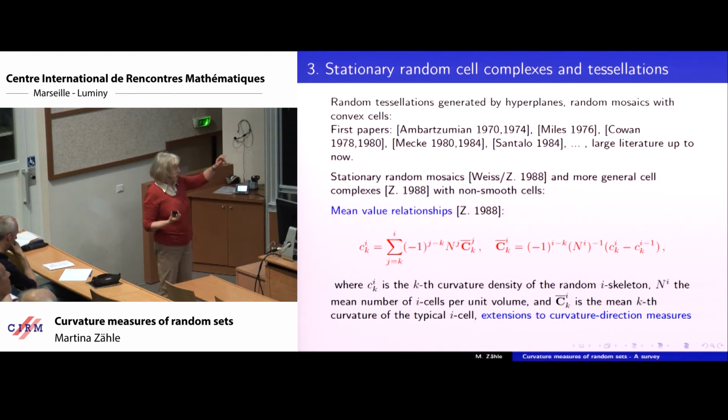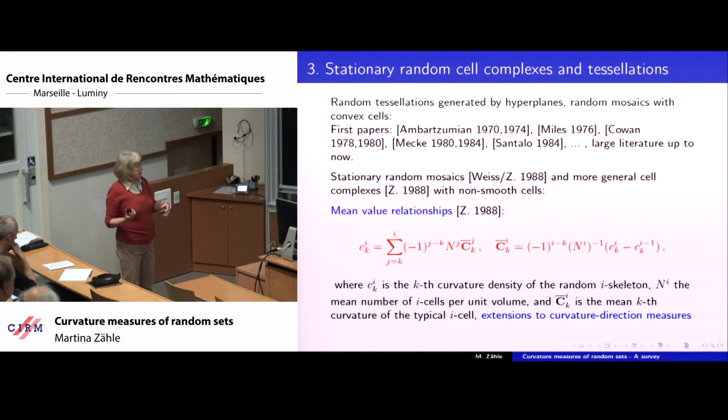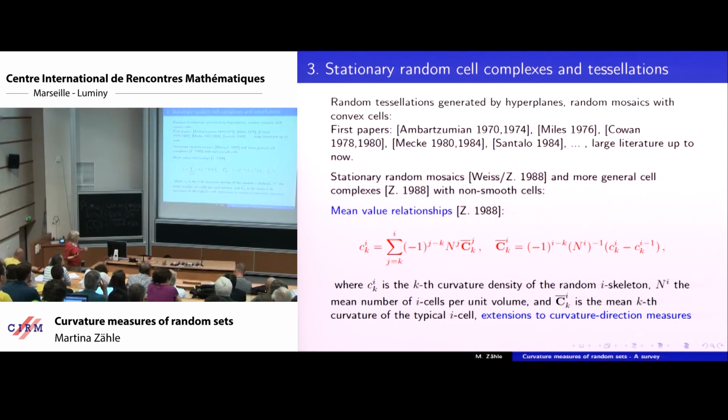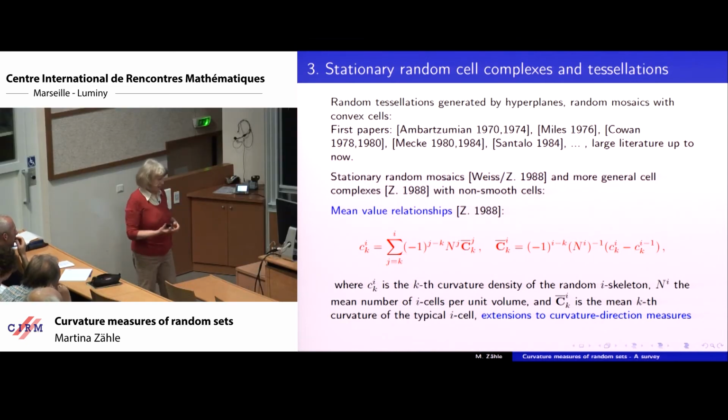And then you have such an alternating sum. And this is, by induction, you can take an inverse formula. You can express the intensities by means of the Palm values, the typical cells. And in the opposite direction, you can take the values for the typical cells and can express them by means of the curvature intensities. The difference of two curvature intensities is here on the right side.